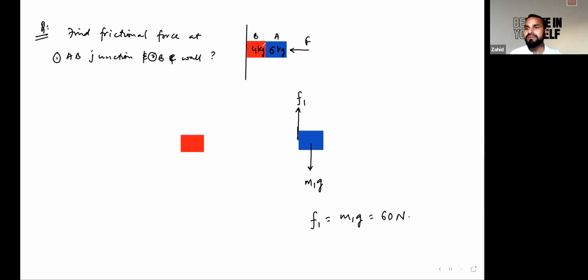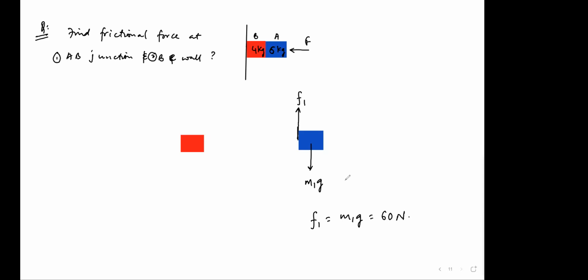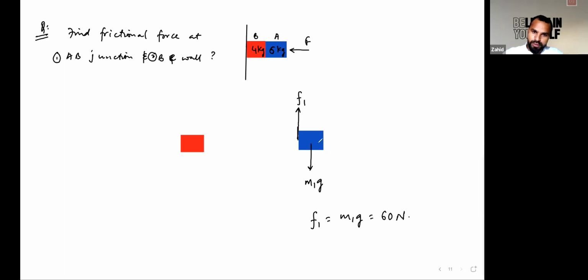So whenever two blocks are in contact, if one block is experiencing frictional force in the forward direction, the other block attached to it must be experiencing a frictional force in the backward direction. Is it clear? Yes, sir. So this block is experiencing F1 frictional force in the upward direction. The other block in contact with this one must be experiencing frictional force in the downward direction.